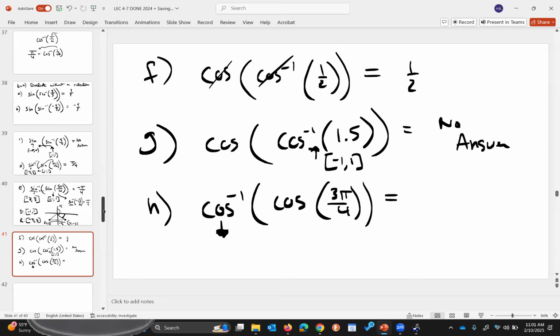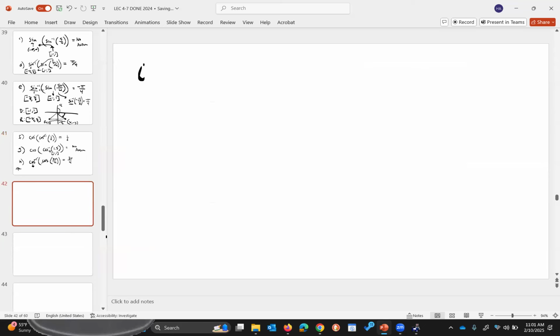So cosine inverse works in quadrants 1 and 2. Is 3 pi over 4 in quadrants 1 or 2? Yes, these guys get to cancel, and done. Are we good? And then we're going to do a more difficult one. Let's see, same concept here.